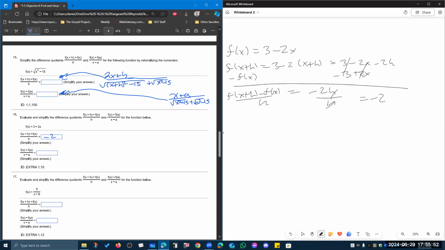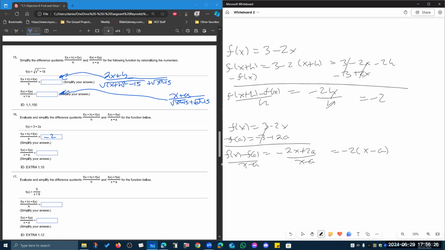Should have enough space to do both parts here together. So f of x is equal to 3 minus 2x. F of a is equal to 3 minus 2a. Change my signs and add. F of x minus f of a is equal to negative 2x plus 2a, which is equal to a negative 2 times x minus a. Divide by x minus a, and that's going to give me a negative 2.